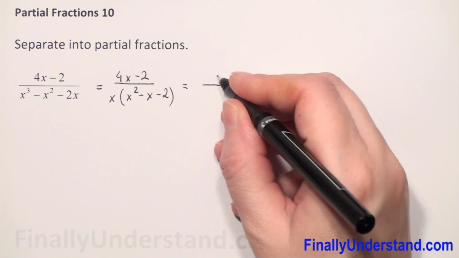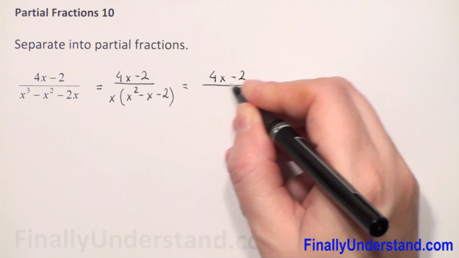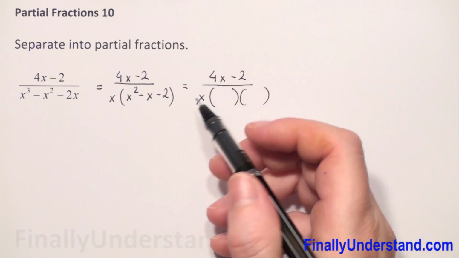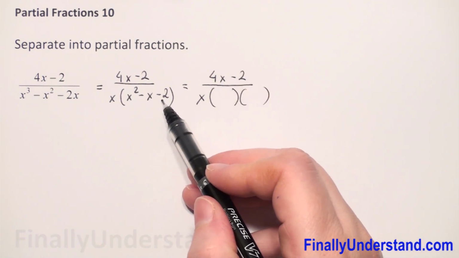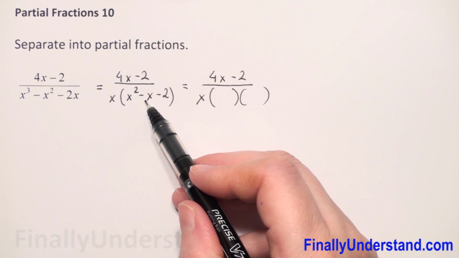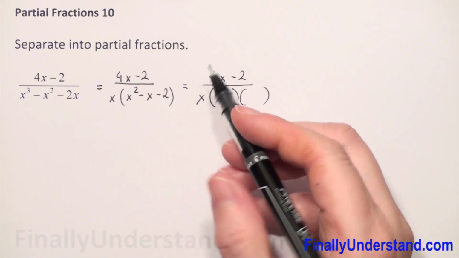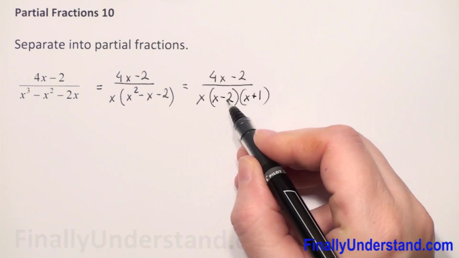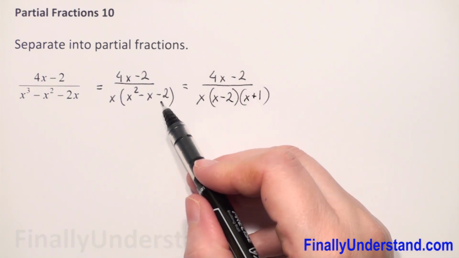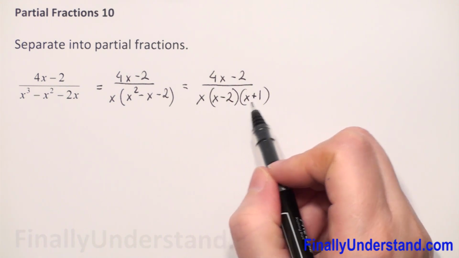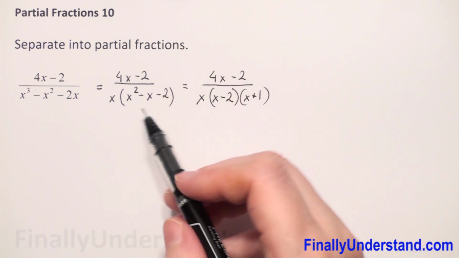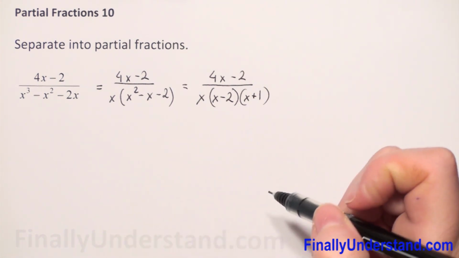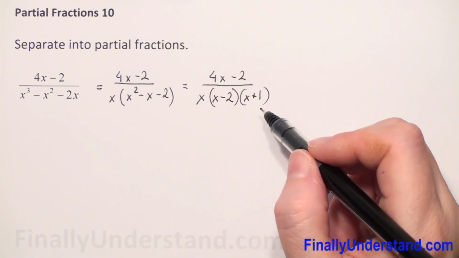So the numerator we will copy again, and x also. And what next? We need to find two numbers which, when I multiply them, give negative 2, and when I add them, give negative 1. So it will be x minus 2 and x plus 1, because negative 2 times 1 gives me negative 2, and negative 2 plus 1 gives me negative 1. I have here an invisible coefficient 1. So everything is okay. I factorized our denominator.